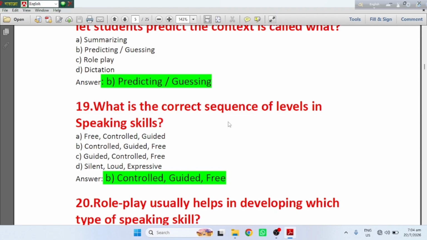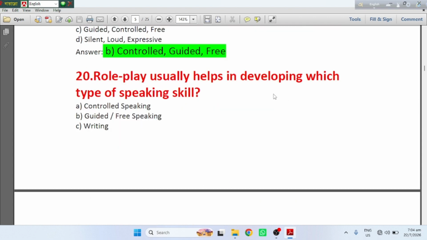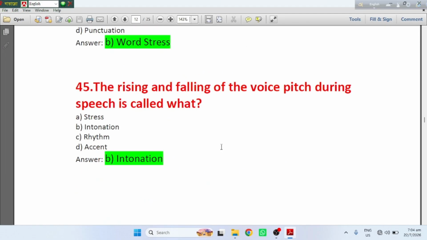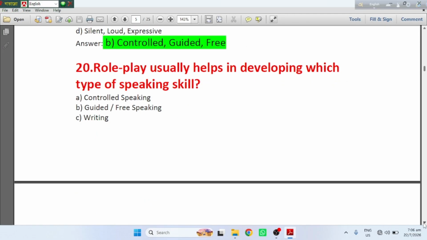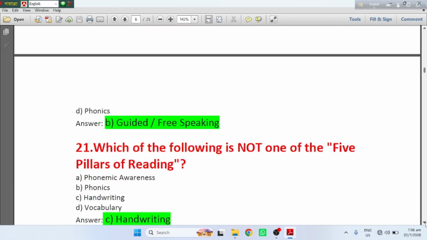19. What is the correct sequence of labels in speaking skills? Control, guided, and free. 20. Role play usually helps in developing which types of speaking skills? Guided and free speaking.